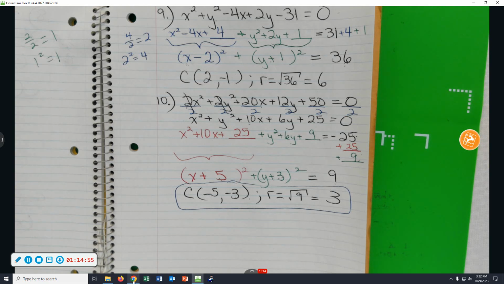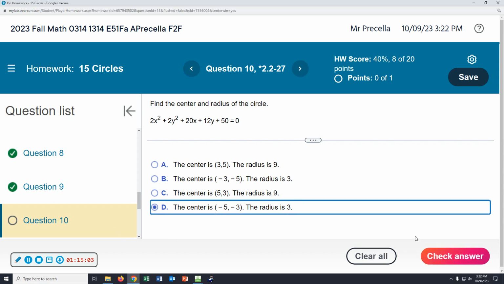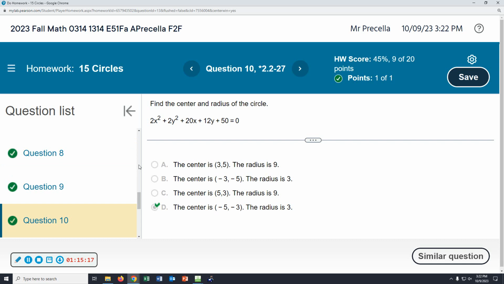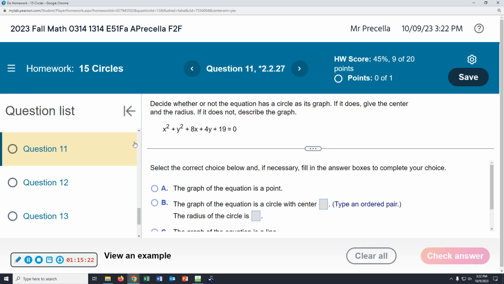Oh, we don't have to graph this. I remember this was a multiple choice. A, B, C, or D? D, I agree. Okay, how about number 11? Decide whether or not the equation has a circle as its graph. If it does, give the center and radius. If it doesn't, describe the graph.